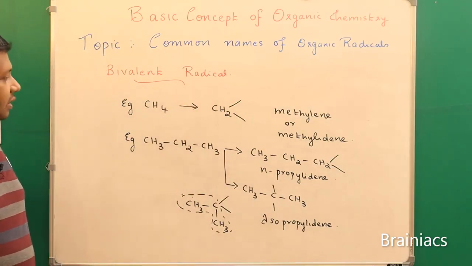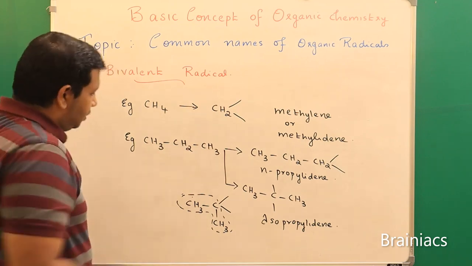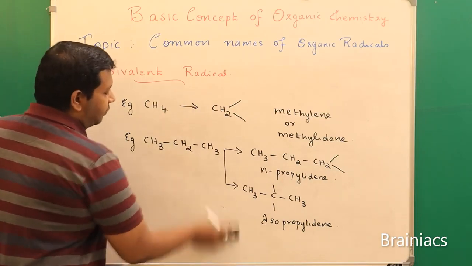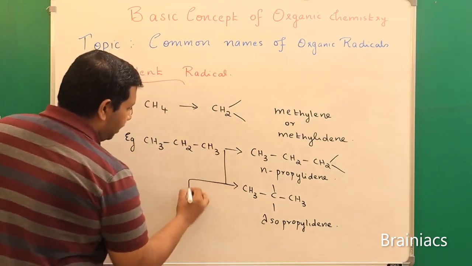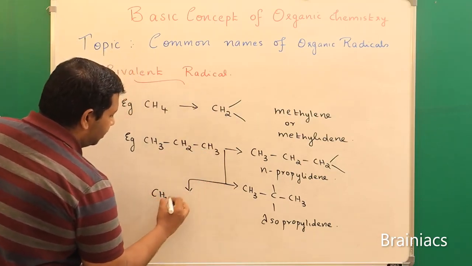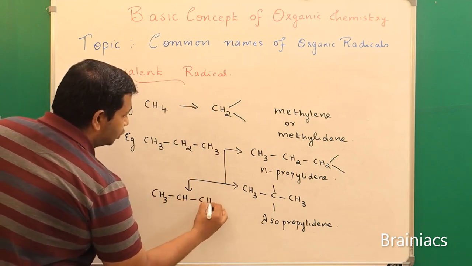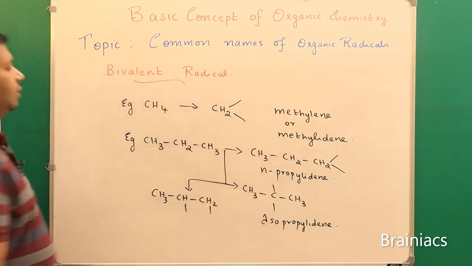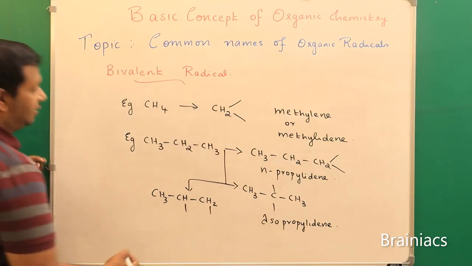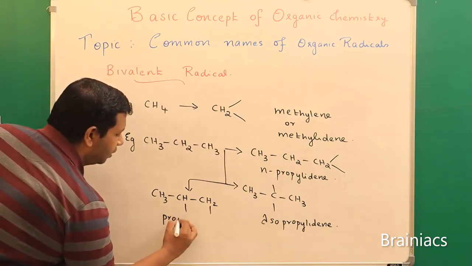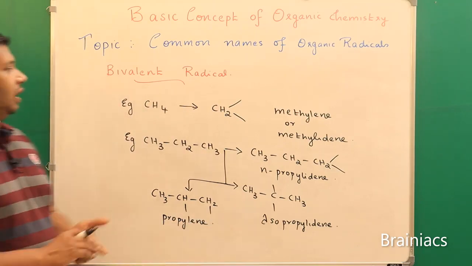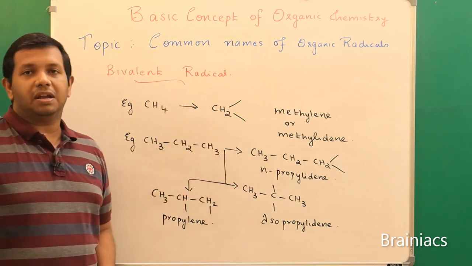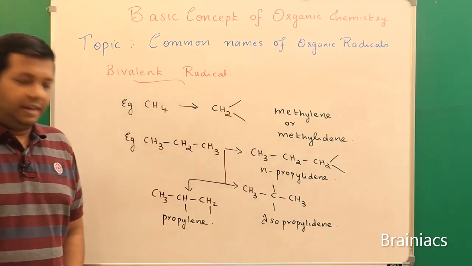Now, is there any other possibility? Yes. What is that? I will draw that also. The third possibility is one hydrogen atom from the central one and the other from here. So I can say the third possibility is CH3, CH2, like this. So what is the name of this compound? I can say its name is propylene. Propylene, correct? So I hope you got a fair idea regarding the bivalent radicals and how they should be named.